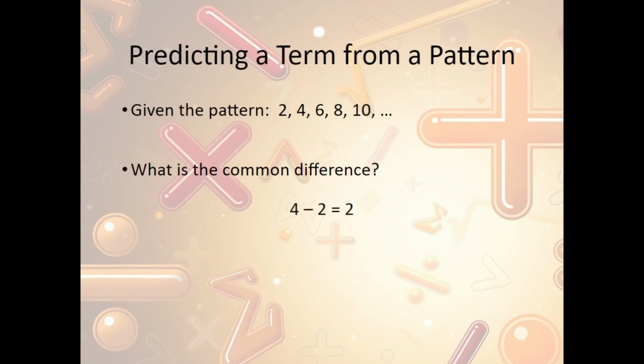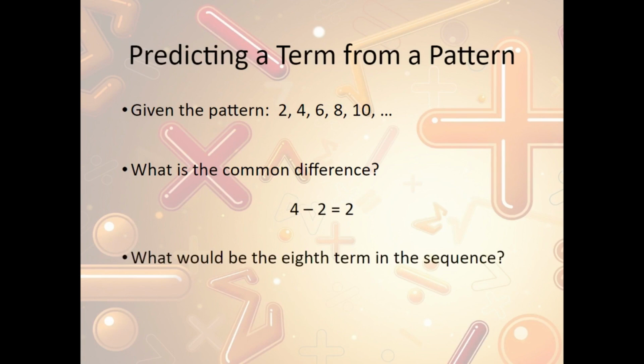Again, we have a situation where we know the common difference is 2. Now, what if I asked what is the 8th term? So we have 1 term, 2, 3, 4, 5. So we need 3 terms later. So we're going to go ahead and add 3 terms. So we add 2 and 2 and 2, and we get 16. So we know that the 8th term would be 16.